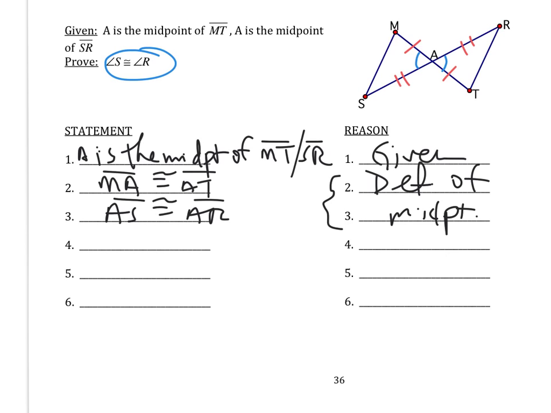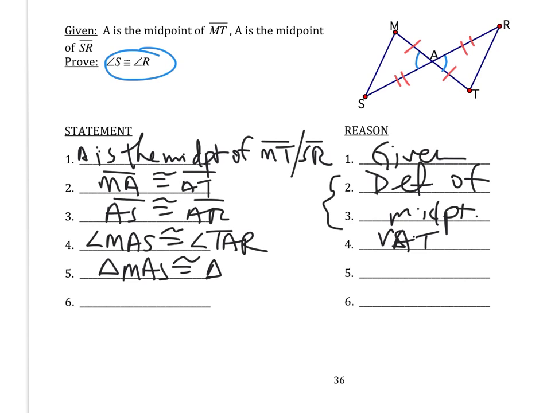Okay? Then you've got your angles congruent. And remember on this part, you have to use 3 letters. Angle MAS is congruent to angle TAR. And the reason is VAT. Then we say our triangles are congruent. So triangle MAS is congruent to triangle TAR. You said SAS. And to finish, angle S congruent to angle R, CPCTC. Okay?